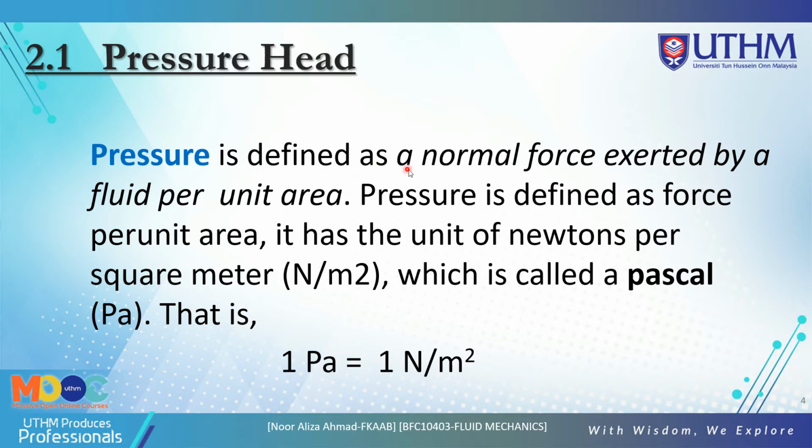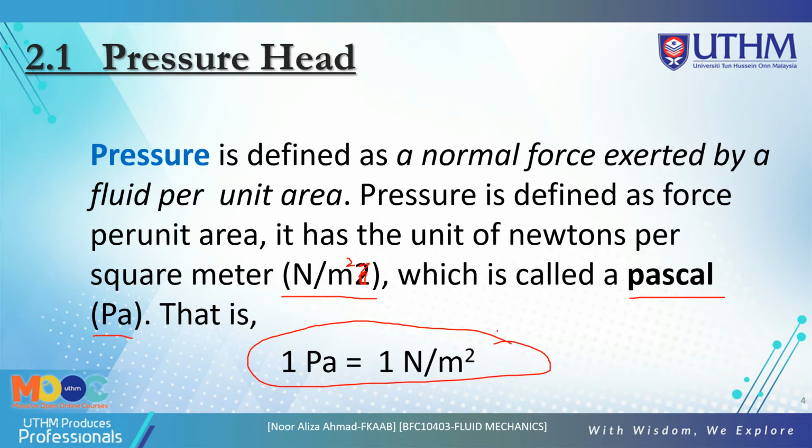Pressure is defined as a normal force exerted by a fluid per unit area. So we use the unit Newton per meter squared, which is also called a Pascal, Pa. This is the unit for pressure. 1 Pascal is equal to 1 Newton per meter squared. You must remember this unit for pressure.